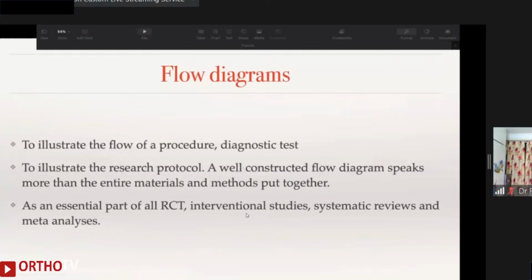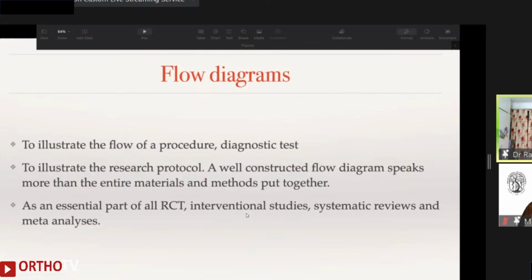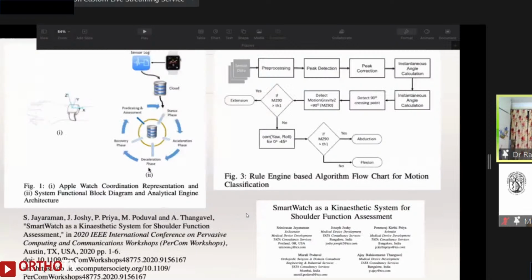Flow diagrams are very common illustrations that we use to illustrate the flow of a procedure, a diagnostic test, or a research procedure. It's also important to illustrate research protocols. A well-constructed flow diagram will speak more than the entire materials and methods put together. And it is a very essential part of the paper. We would not accept a paper which is an RCT, interventional study, or a systematic review without a flow diagram.